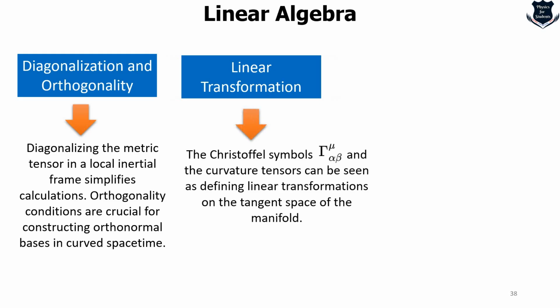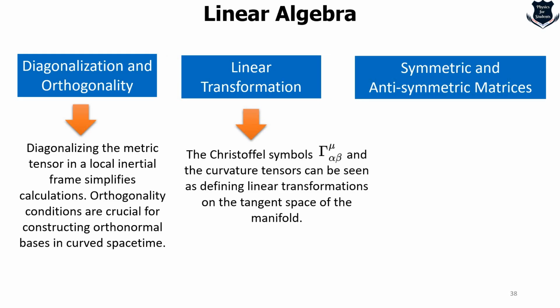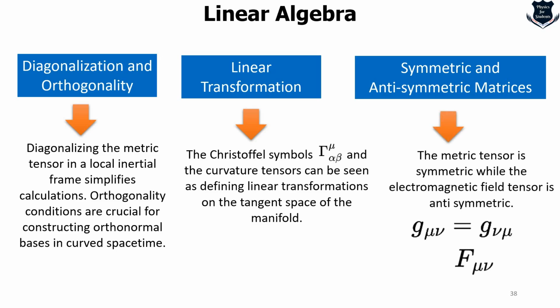Diagonalization and orthogonality, linear transformation, because Christoffel symbols and other things are linear transformations, and symmetric and anti-symmetric matrices, because you will see what a symmetric matrix is. Then again you can see the electromagnetic field tensor, which is anti-symmetric. So in order to understand the nature of these tensors, you need to know linear algebra. Coming to the next question, how will you learn?